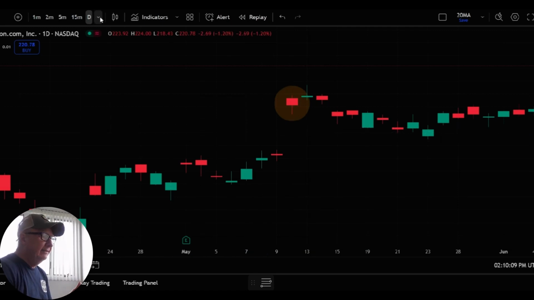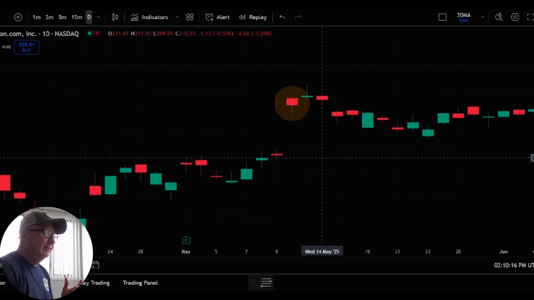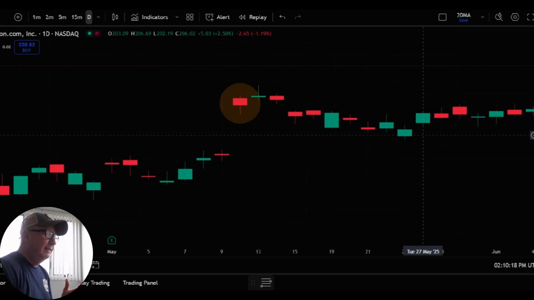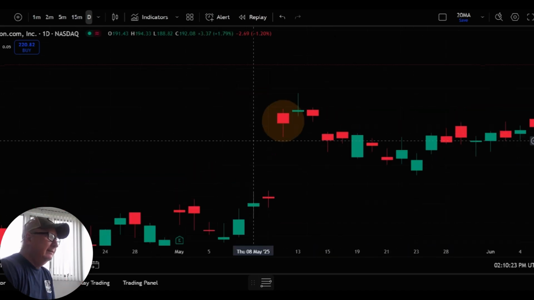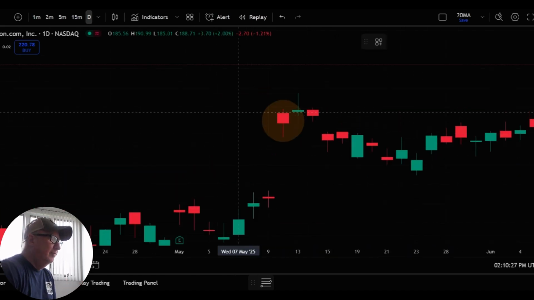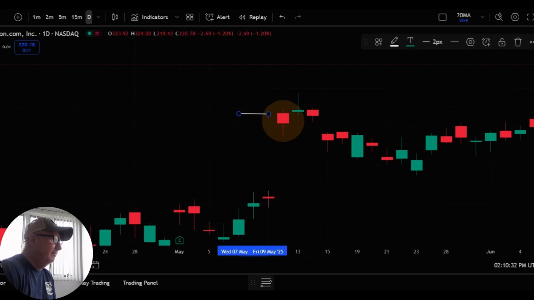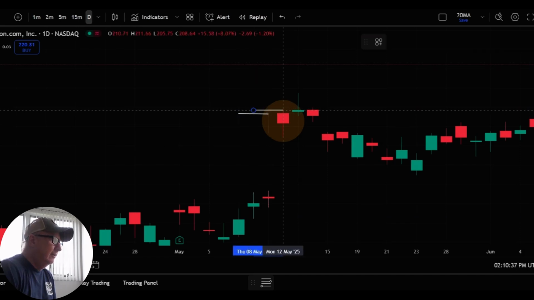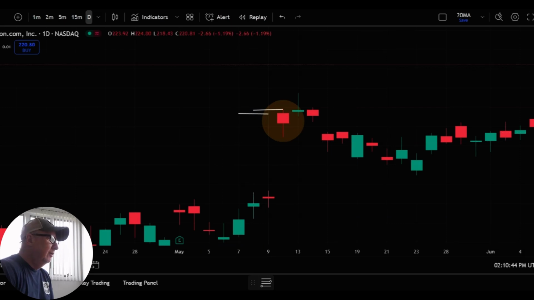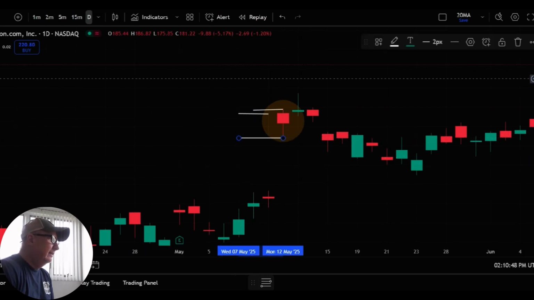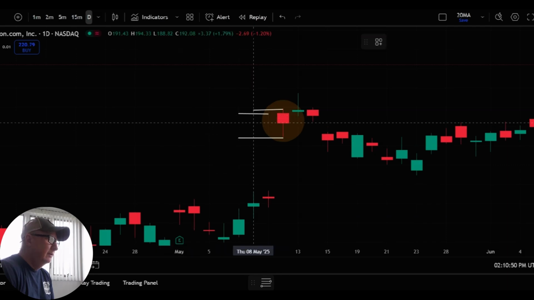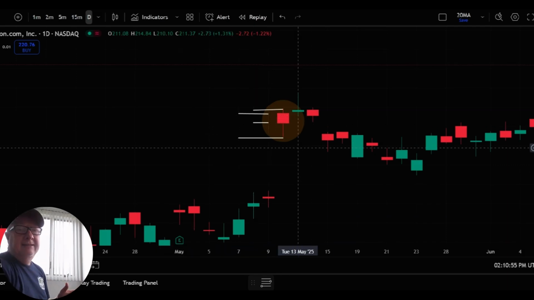So this is a daily chart. So this is the daily candle. And what happened with Amazon with this candle, and I'll make it just a little bit bigger, is that the price opened here, at some point traded up to here, then traded lower to here, and then finally closed here. So you would think that's a negative candle.